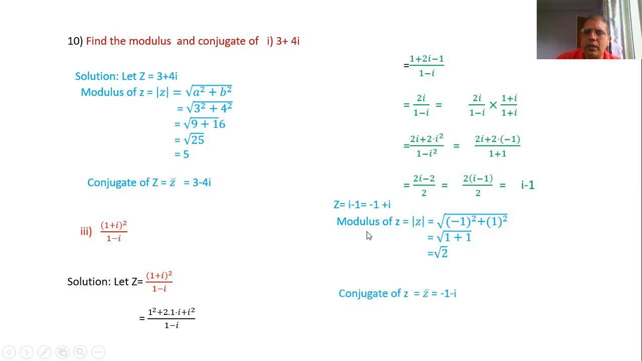Then the conjugate of this one, take just the opposite sign of i, so it is minus 1 minus i. It is the conjugate of your given question. So this is not complicated, it is also simple. Then after that I want to do question number 11. Yeah, it is lengthy, but it is simple.